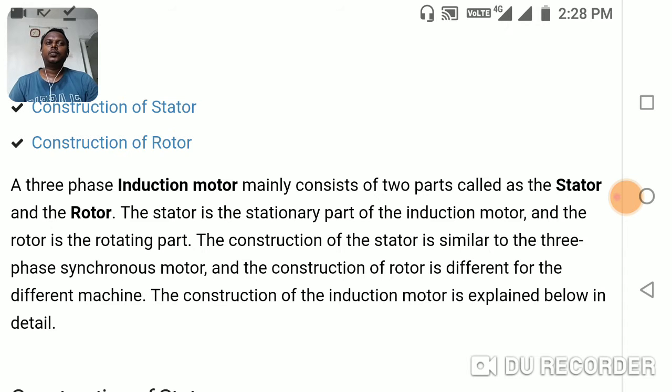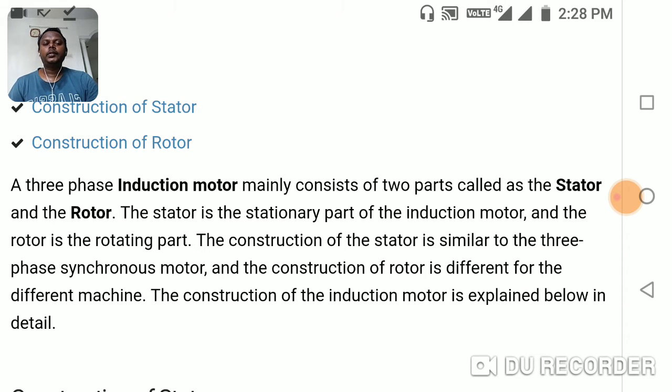three-phase synchronous motor. As you know, the three-phase synchronous motor has an AC supply in the stator winding and a DC supply in the rotor, and with interaction between the magnetic flux it starts to rotate. As you know the details about that. Similarly here what they're saying is the construction of the stator is similar to the three-phase synchronous motor, which means the stator of the synchronous motor and the stator of the three-phase induction motor are more or less similar.